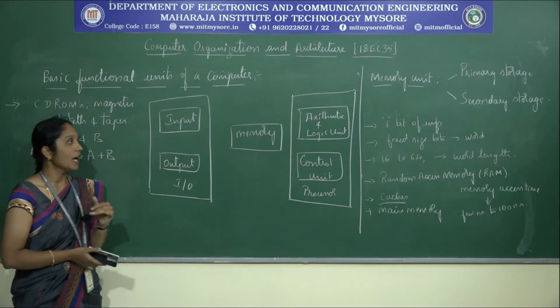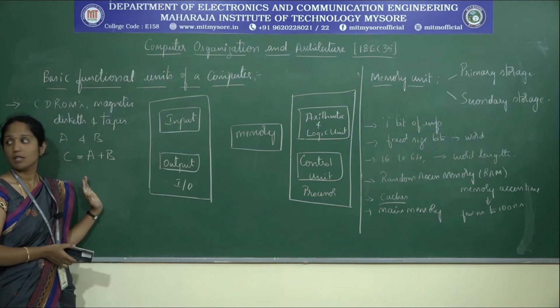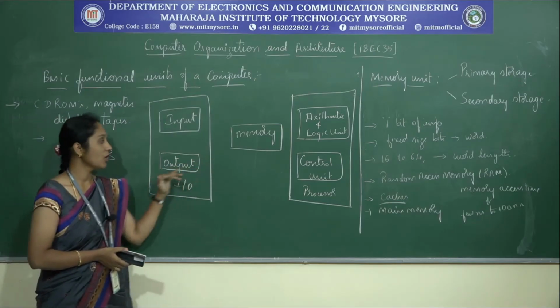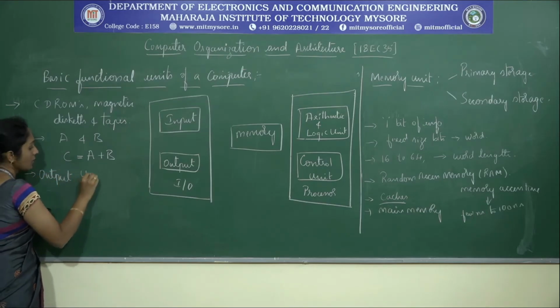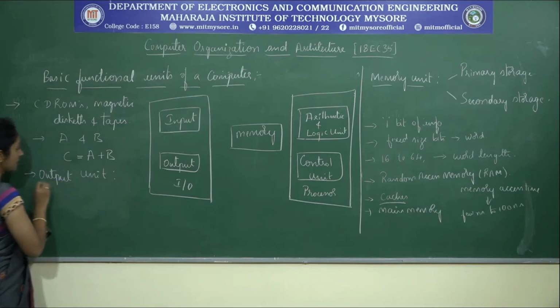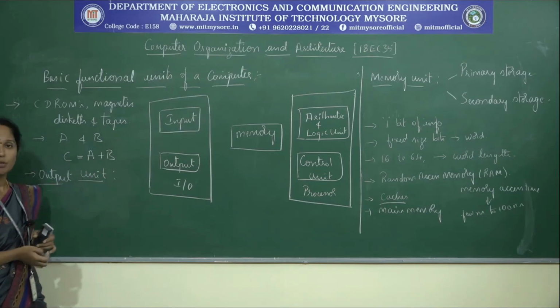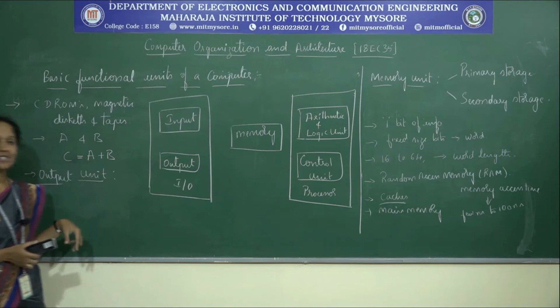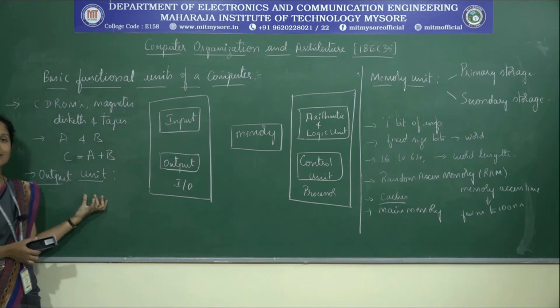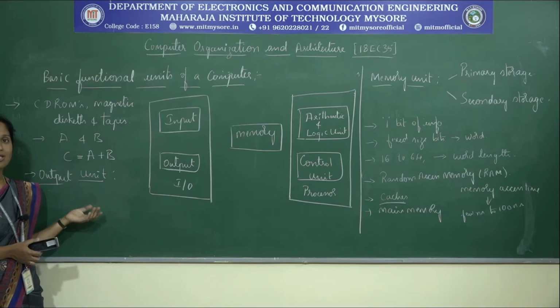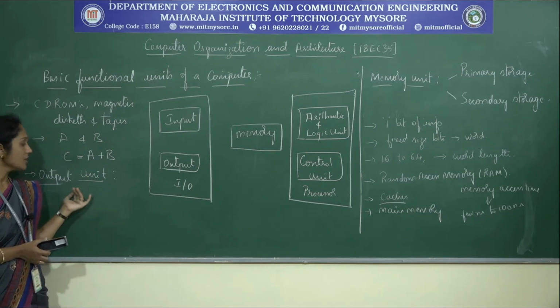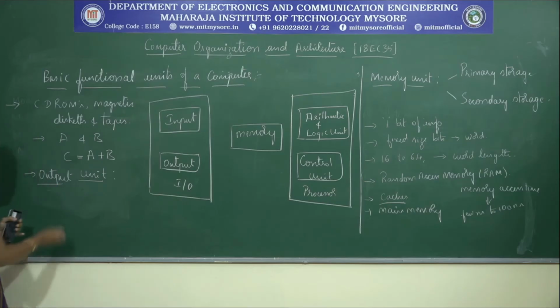Okay. Next, once the result is ready, it will be given to the output unit. So next we have the output unit. The output unit does the opposite function of the input unit. The input unit reads the data, whereas the output unit writes the data, and its function is to produce the data to the outside world. As an example of an output unit, we can consider a printer.